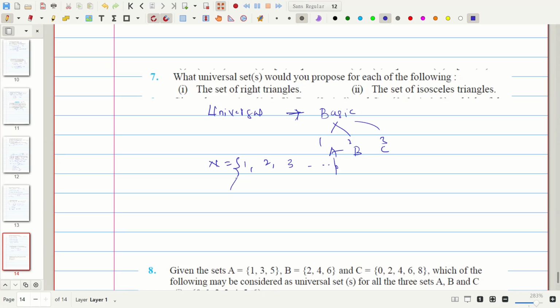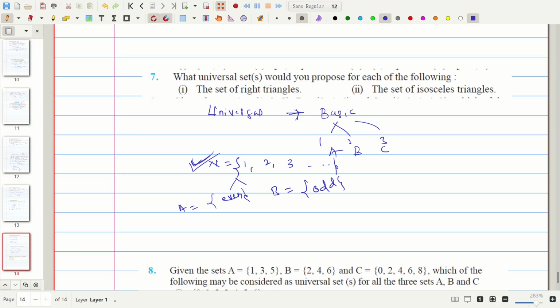From this I am writing even natural numbers as one set. A is equal to even natural numbers. Set B I will write as odd natural numbers. Therefore, N is a universal set. Then we can say N is a universal set.